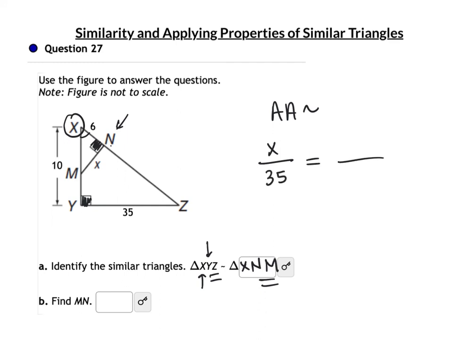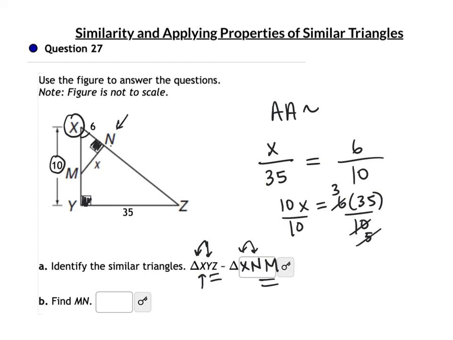As, go back to the side in the small triangle, because I started with X in the small triangle, I need a side in the small triangle. That's the 6. 6 is XN. I can look at the picture and see that that is the first two, and the first two in this one are XY. And XY, they tell us, is 10. Cross multiply. 10x equals 6 times 35, and we'll divide by 10. Now I'm going to divide these both by 2, and I get 3 and 5. I'm going to divide these both by 5, and I get 1 and 7. I'm left with 3 times 7. X is 21.